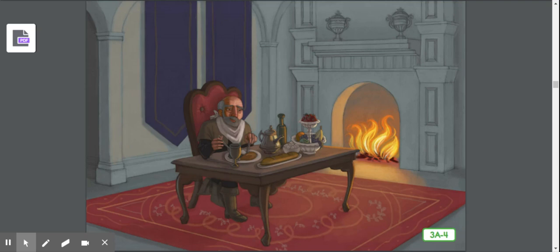Based on what you see in this picture, what does the word sumptuous mean? Would a sumptuous meal mean a simple meal or a meal with many fine foods?